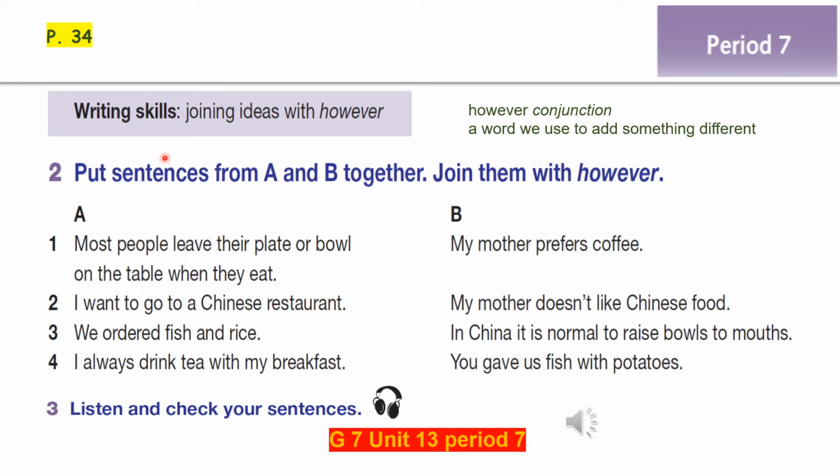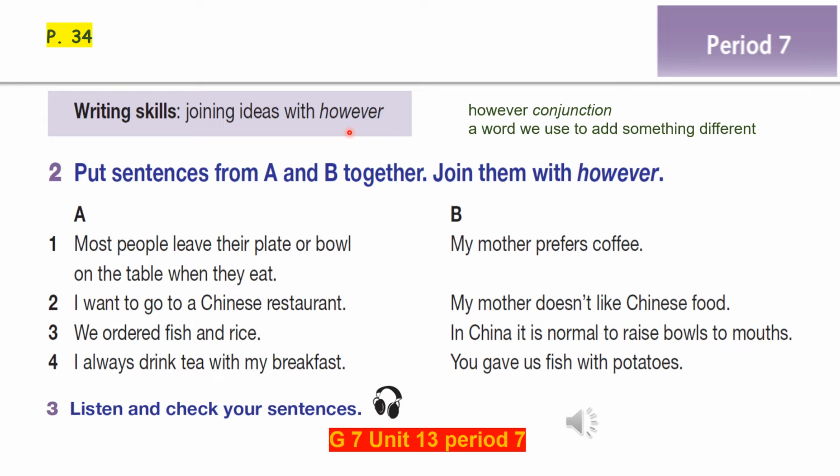Writing skills. Joining ideas with however. You just learned that however is a conjunction. The conjunction is a word we use to add something different. Okay, my students? Exercise 2. In this exercise, you have to put sentences from A and B together and join them with however.